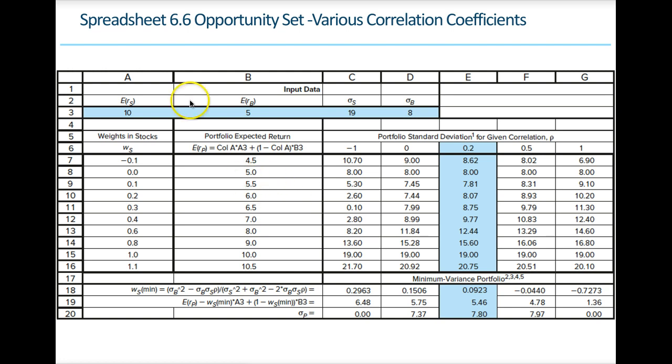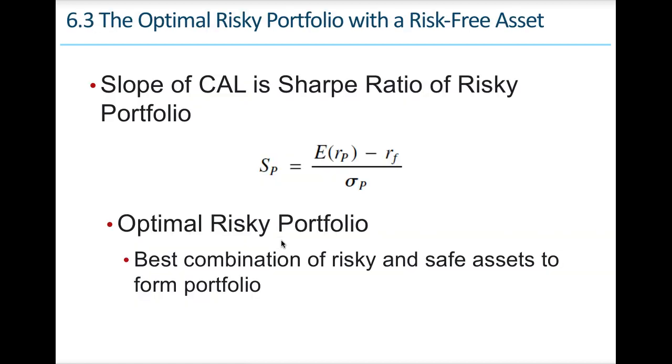Now here's another aspect of the correlation coefficients as we could calculate it within a spreadsheet, which I will upload to our website later. Now, the Sharpe ratio, we could look at the slope of the CAL, and that is the Sharpe ratio of the risky portfolio. We have this simplified formula here to calculate that. We're always trying to find the most optimal portfolio, one that's going to give us the highest amount of return for the lowest risk.